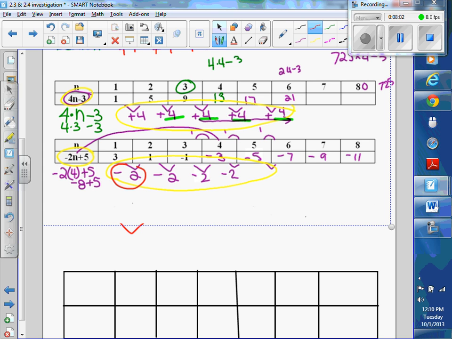Okay, let's do it again. What's 4 times 5? How much do I have to adjust to get to 17? Okay, what's 4 times 6? How many do I have to adjust to get to 21? That's -3, right? So let's do this table. What's 6 times -2? -12. How much do I have to adjust to get to -7? Add 5.